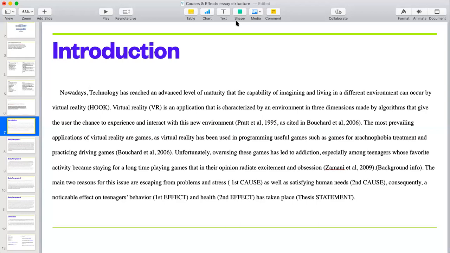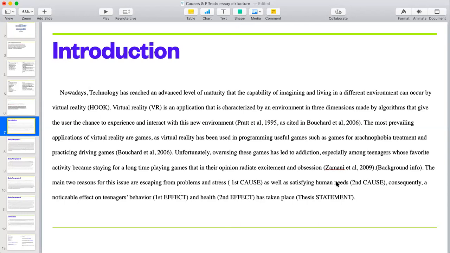Like here, it's all about gaming and virtual reality. So I can't do that. Is there something I can link between the two of them? The two causes should not be linked. It's okay if they are not linked, but the two of them must be linked to the problem. Here, the problem is VR games. So escaping from problems and stress is related to VR games. Satisfying human needs is related to VR games. But both of them are not related to each other.